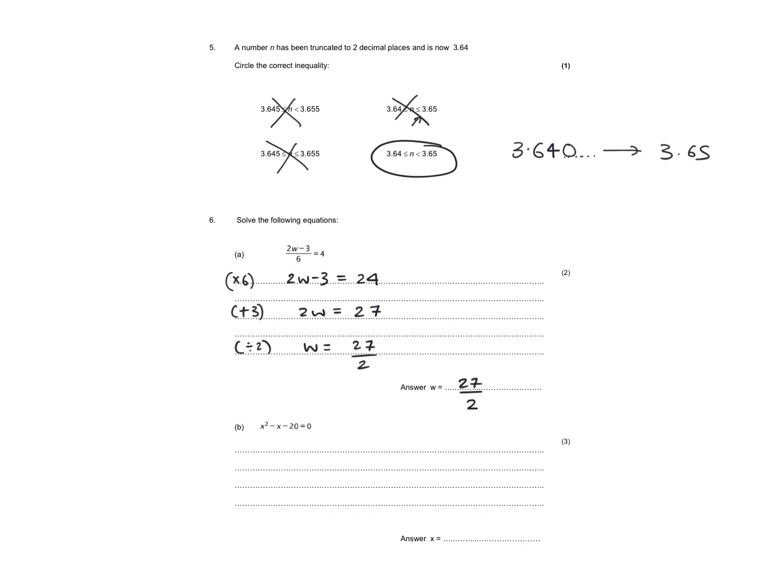You could use the quadratic formula, but it creates an awful lot of unnecessary work. So this quadratic factorises as x minus 5, x plus 4 equals 0. So of course that tells us that x minus 5 equals 0, which gives us x equals 5. And the other bracket gives us x plus 4 equals 0, or x equals negative 4.